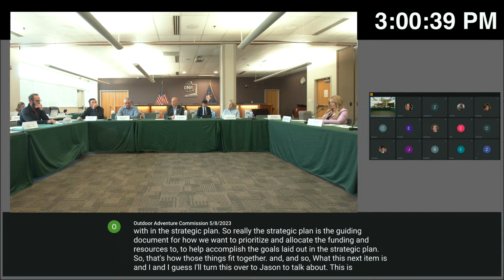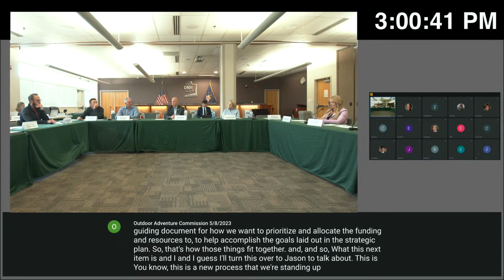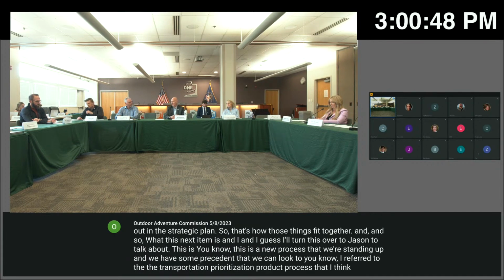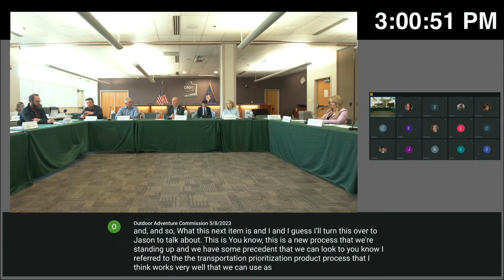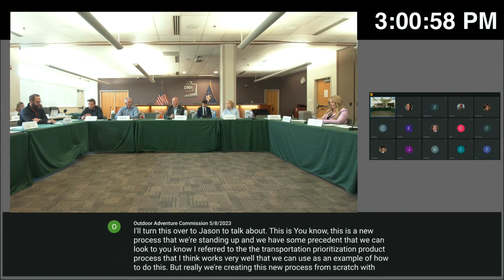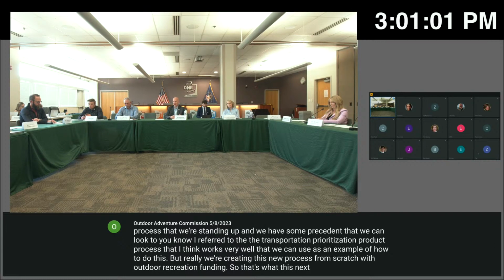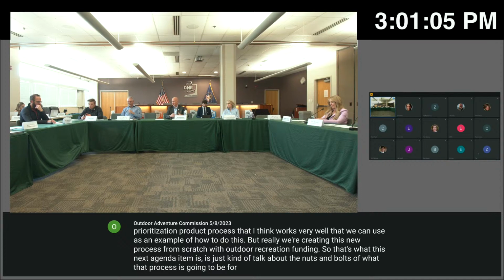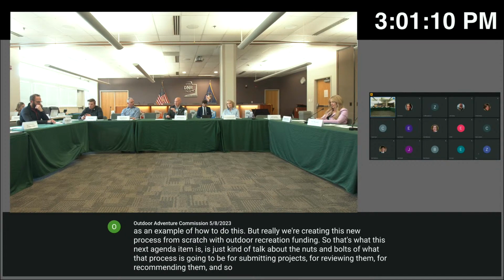this is a new process that we're standing up, and we have some precedent that we can look to. I've referred to the transportation prioritization process that I think works very well, that we can use as an example of how to do this. But really, we're creating this new process from scratch with outdoor recreation funding. So that's what this next agenda item is, just to kind of talk about the nuts and bolts of what that process is going to be for submitting projects, for reviewing them, for recommending them, and so forth. So I know I'll turn it over, Jason, to you to talk in more detail about it.